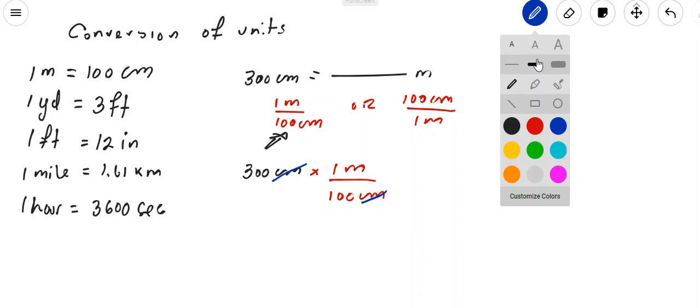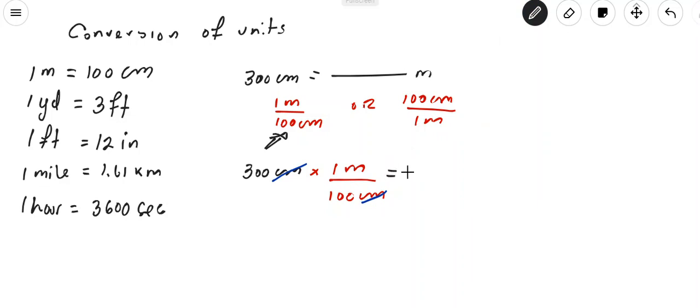So I have 300 divided by 100. And 300 divided by 100, of course, is going to be 3 meters. So when I have 300 centimeters in the conversion, I will get as output, in meters, 3 meters. Just 3 meters, right? So this was a very easy conversion. Let me show you another one that is going to be also very easy.